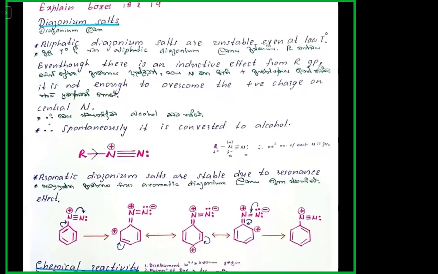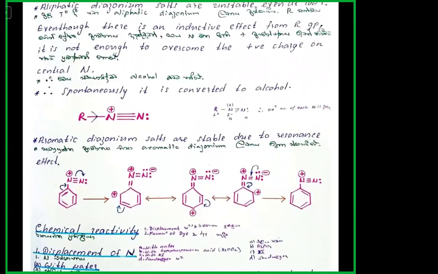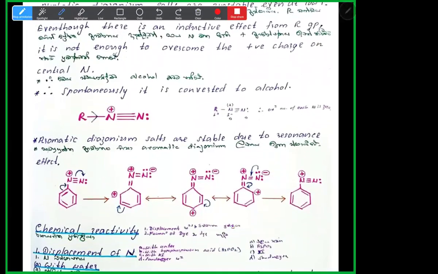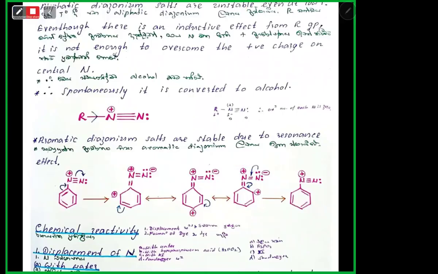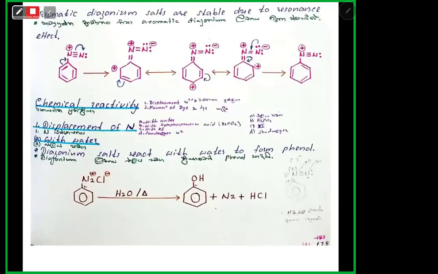Diazonium salts, you have aliphatic and aromatic diazonium salts. Concentrate, little more to go. Aliphatic, but here through the inductive effect, they try to stabilize this nitrogen, but that's harder. But here it can delocalize within the ring. So more stability in aromatic. That's why aliphatic is unstable, aromatic is stable.